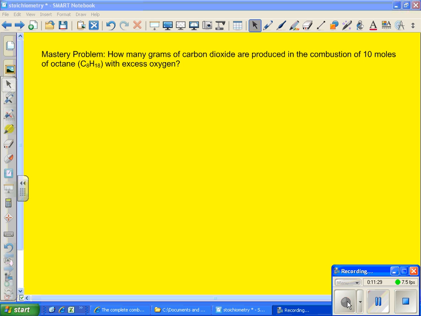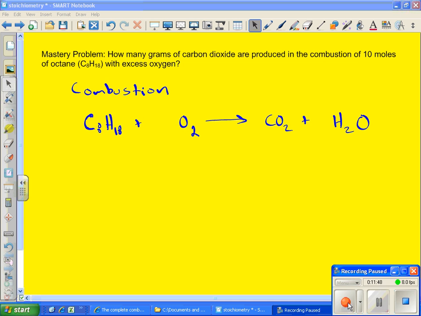Okay, so here's our mastery problem. How many grams of carbon dioxide are produced in the combustion of 10 moles of octane with excess oxygen? This is mastery for a couple reasons. A, I haven't given you the skeleton equation or balanced equation. You need to figure it out knowing that it's combustion. So the solution would start this way.